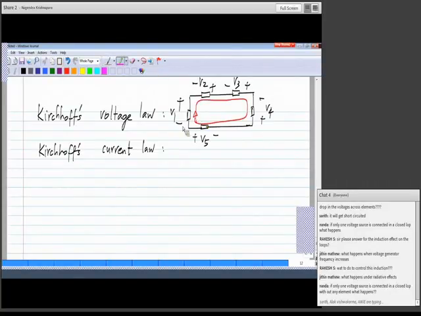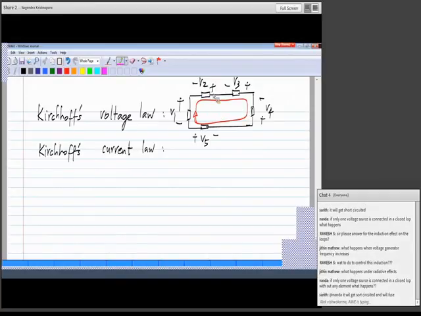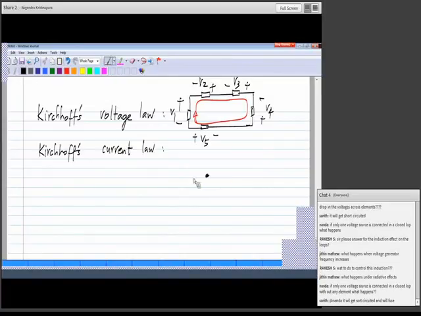So again, for instance, I could have some 2 points and I will write V1 this way. This does not necessarily mean that this is at a higher potential than that. It says that it is higher by V1, and V1 itself could be positive or negative.